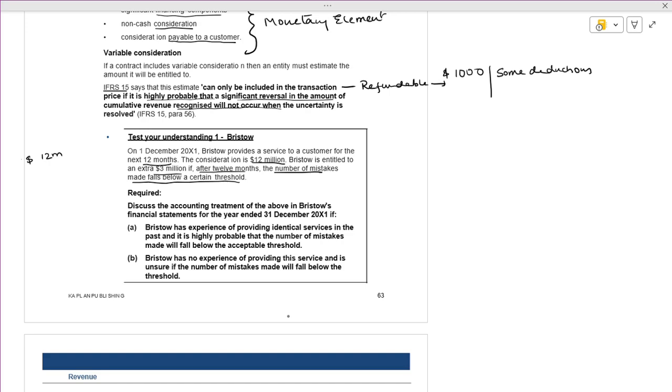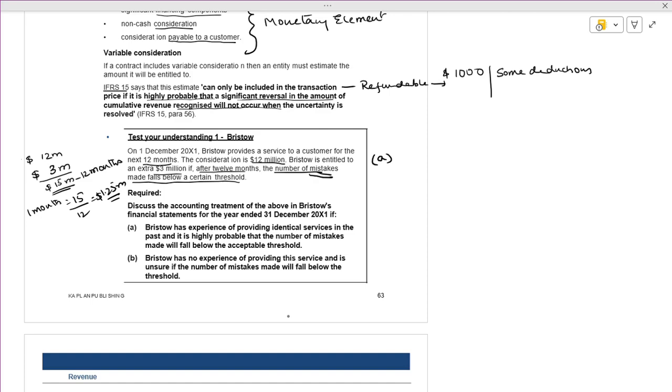Now, if there are no errors, no mistakes, he is entitled to how much? 3 million. Means how much will he get? 15 million. This is for 12 months. If you take it for 1 month, 15 by 12 comes to 1.25 million. If there are no mistakes, I will write here in point number A. Assume you are having a contract like this.